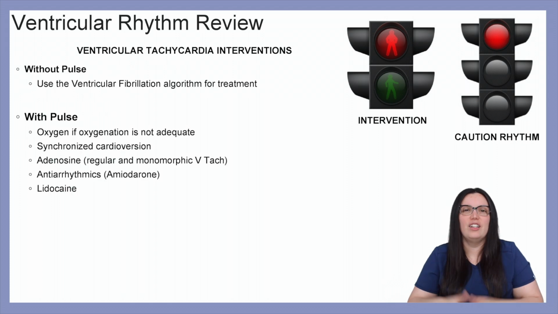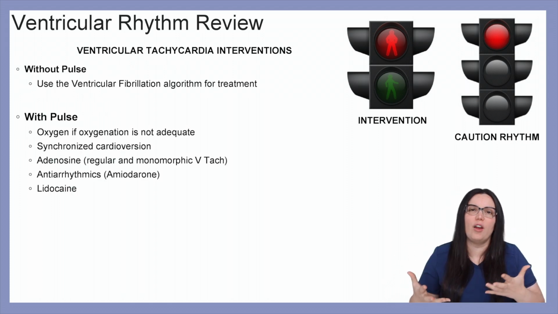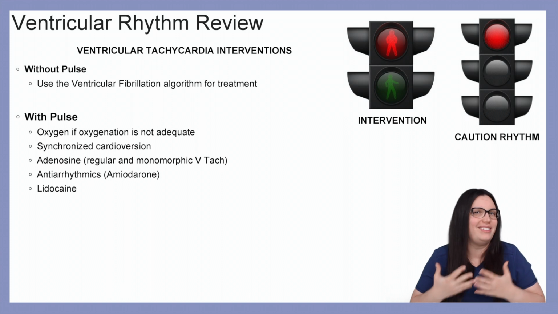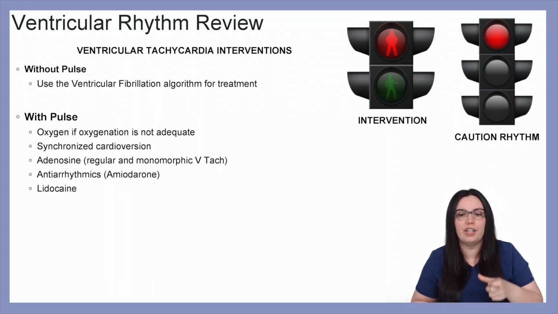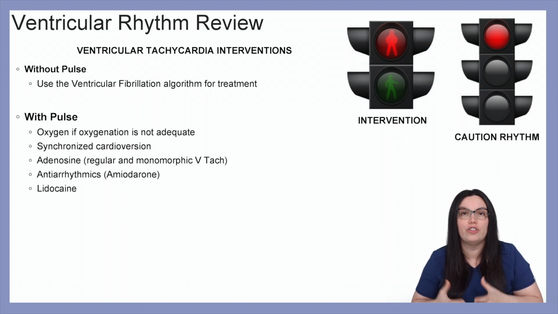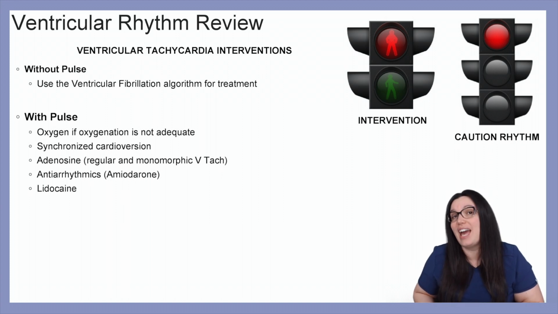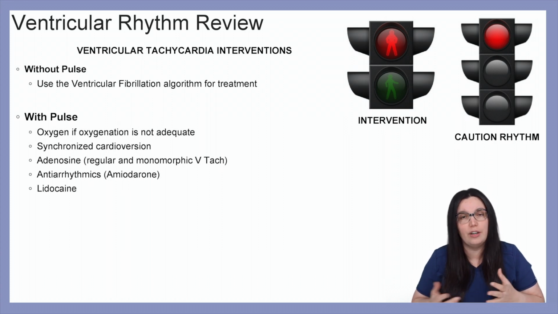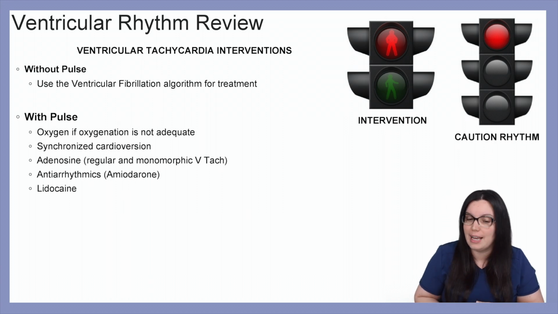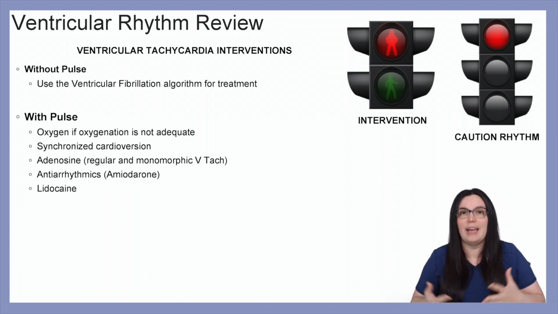So interventions are really dependent on whether the patient has a pulse or doesn't have a pulse. If the patient is pulseless, we're going to use the ventricular fibrillation algorithm in regards to treatment. However, if they have a pulse and they're stable, we're going to provide oxygen if oxygenation is inadequate. Synchronized cardioversion can be another potential intervention, as well as adenosine for regular and monomorphic VTAC. Antiarrhythmics such as Amiodarone may be used, as well as Lidocaine.